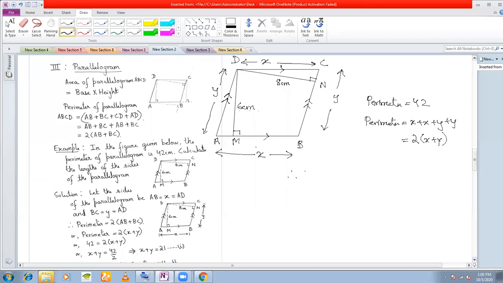So therefore, twice X plus Y must be equal to 42. That means X plus Y must be equal to 21. So I've got one equation. Call this equation number 1. This is a relation between X and Y. We're going to get the second equation, another equation.